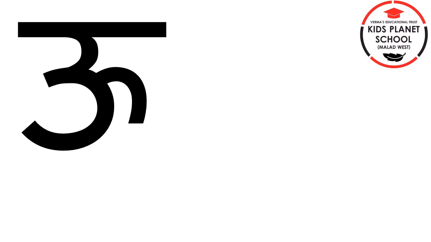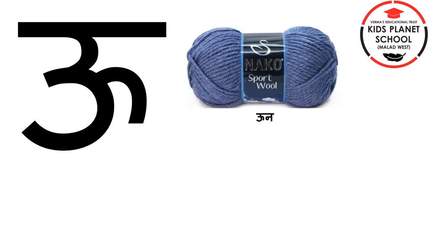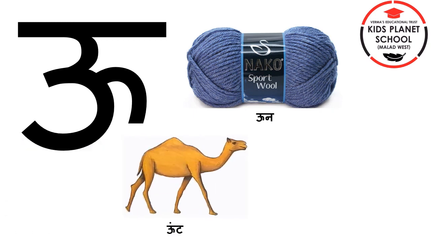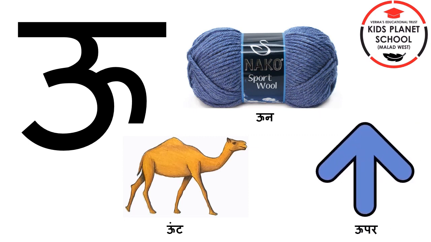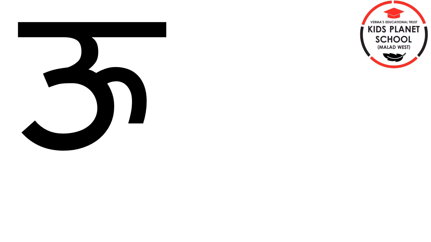Children, this is U. We also call it bada U because we stretch the sound of oo. We say oo. Repeat again. Oo. Oo say oon. Oo say oont. Oo say ooper.